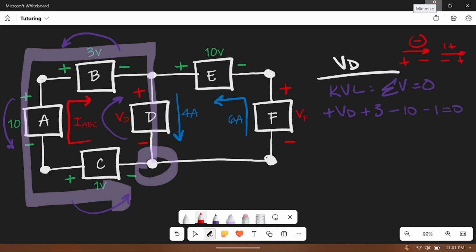But I like to make my loop in a way where I pass through the element I'm solving as a voltage rise. It just gets rid of unwanted negatives when you do that. So I'm going to do a counterclockwise loop and write out all my terms. It solves to give me VD equals 8. Whatever. Maths and stuff.